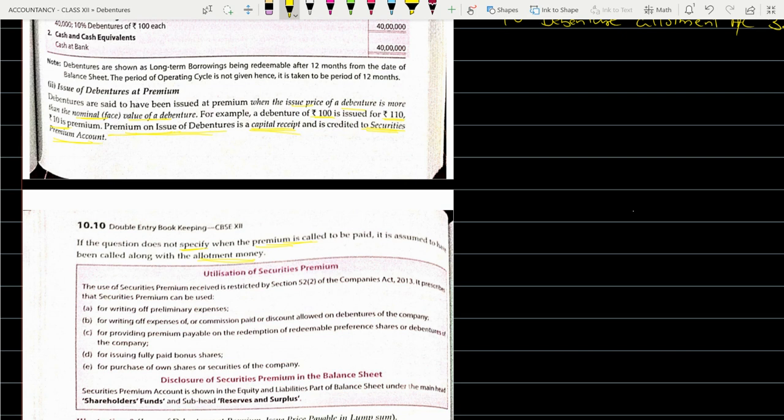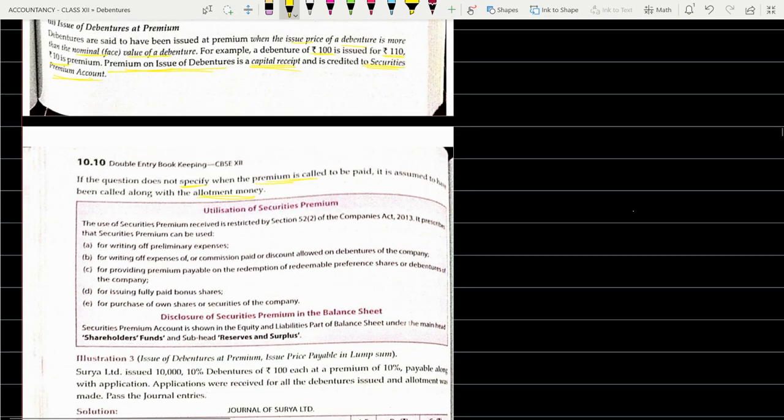This is very, very important. What is the utilization, or the usage, of that securities premium? For what purpose can it be used? The use of the securities premium received is restricted by Section 52 Subsection 2. This is very important. They may ask you in the objective: name the section that restricts the usage of the securities premium. So please underline it: Section 52 Subsection 2.